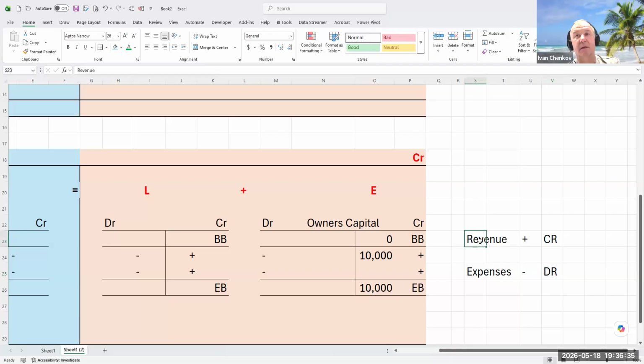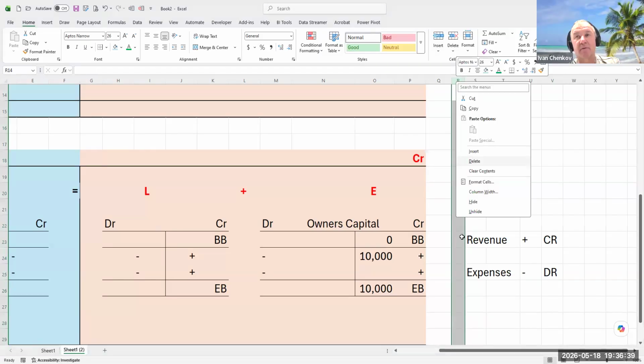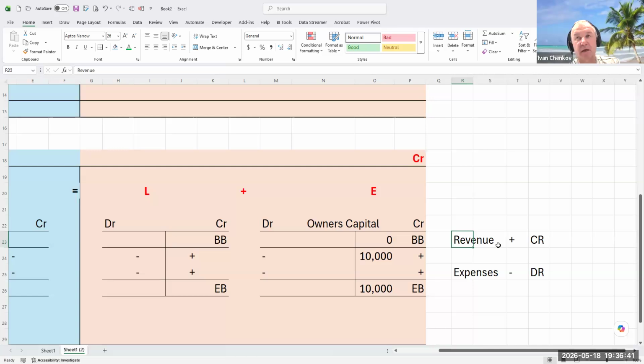Again, think about the effect on the owner. Revenue increases the owner's capital, and the only way to increase the owner's capital is on the credit side. Revenue is always credit. Expenses reduce the owner's capital, so that means they're going to go on the debit side always.